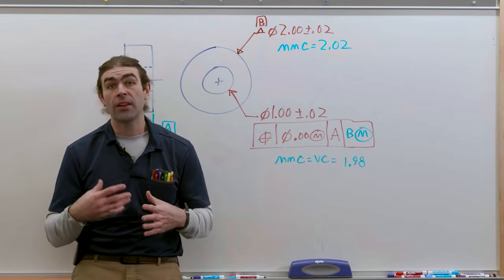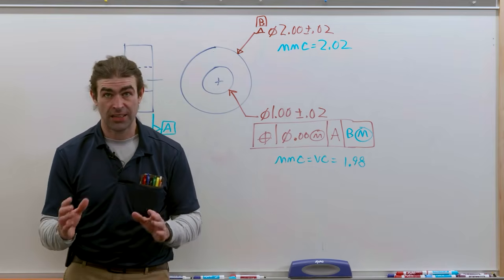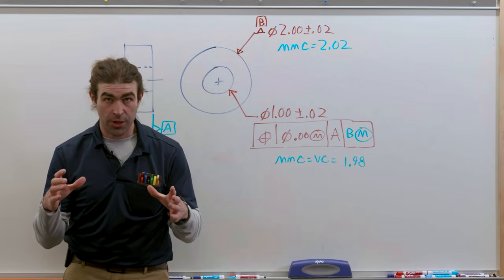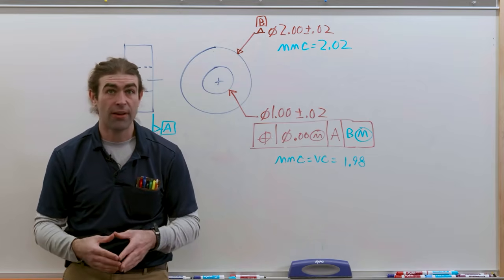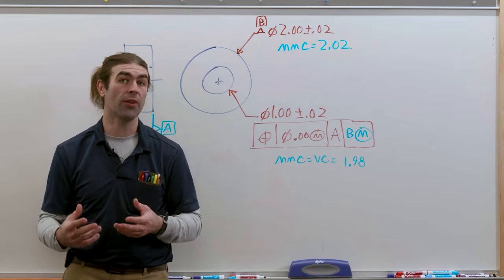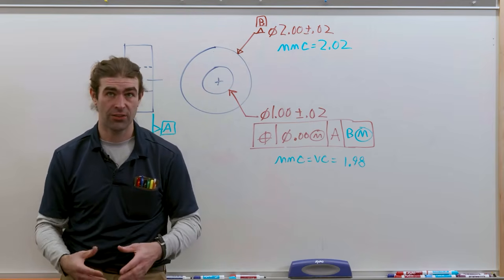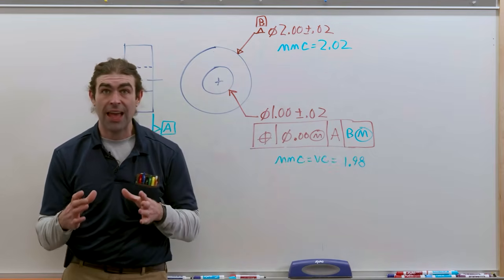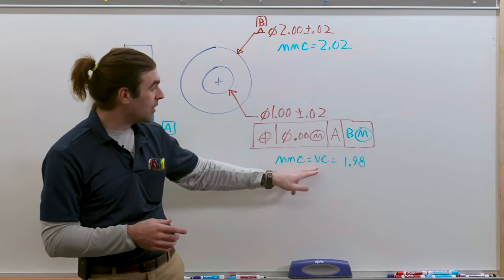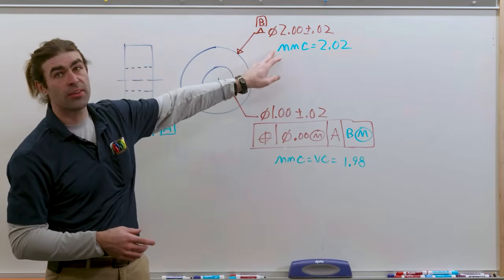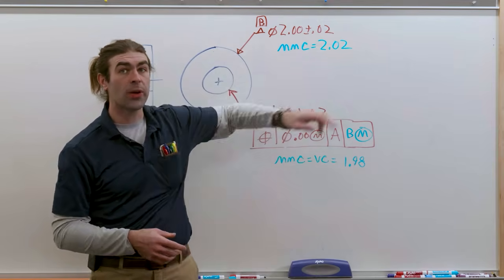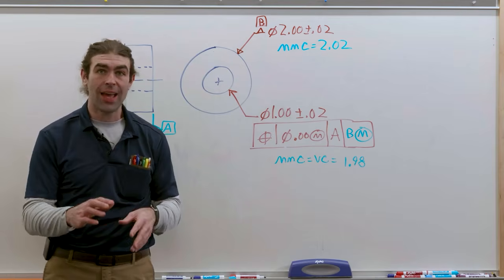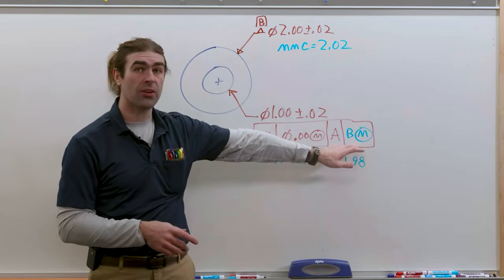This is an optional inspection technique. You don't have to do this. You could inspect it with a closing shape, just like an RFS inspection. But you could also measure it with a fixed gauge. So what this is saying is that you can check it at the MMC or virtual condition of this feature. So the MMC is 2.02. You can make a gauge for this part and check it that way, right? You're saying the inspection here is fixed.